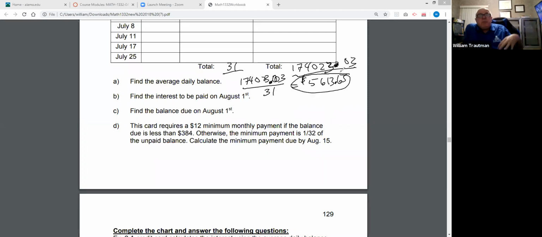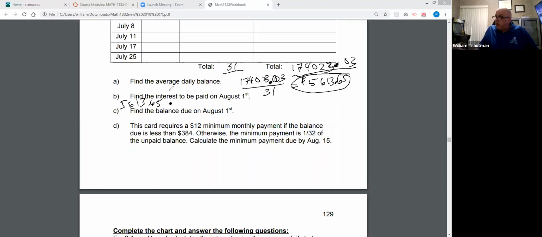Your average daily balance. And by the way, that's how your credit card company calculates how much interest you pay. They use your average daily balance. So they do all this math on the computer. They add it up. They divide by the number of days, and that's your average daily balance. So with your average daily balance, my average daily balance is 5,613.65. I have to multiply that by the interest for my average daily balance.